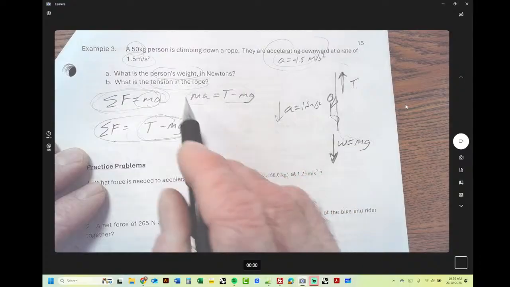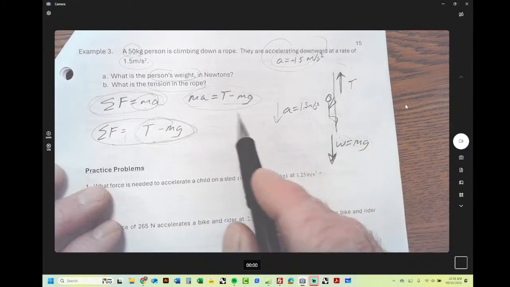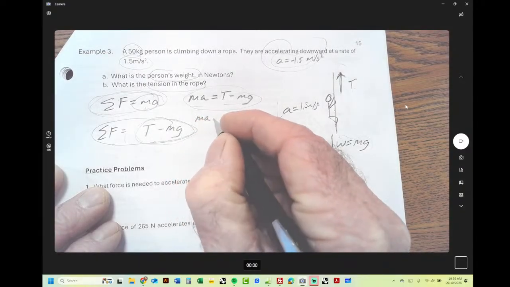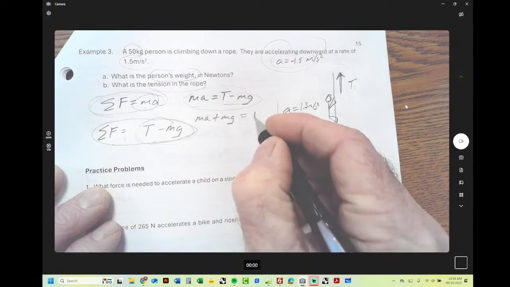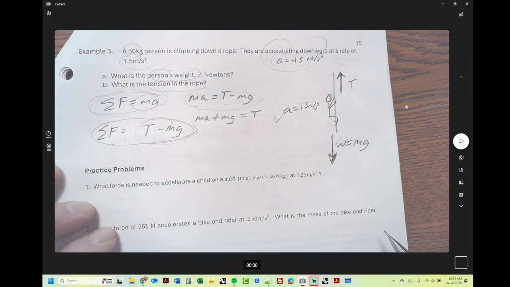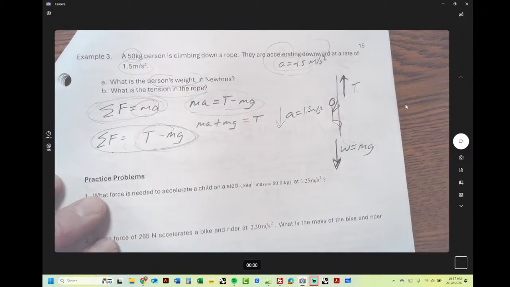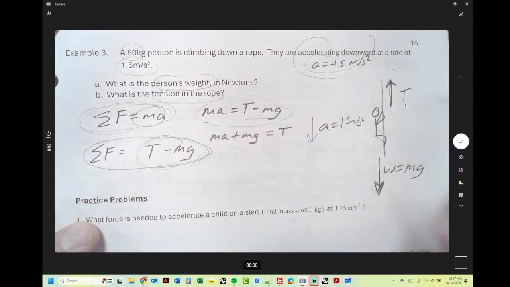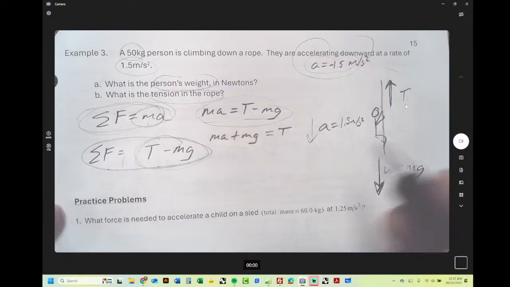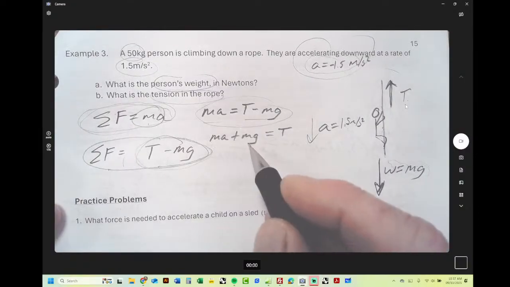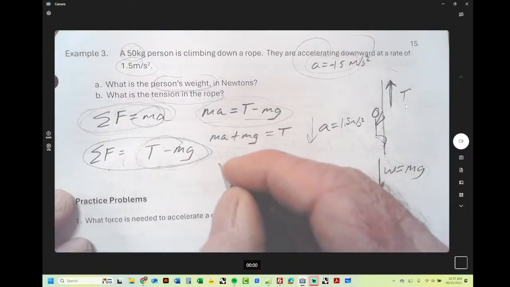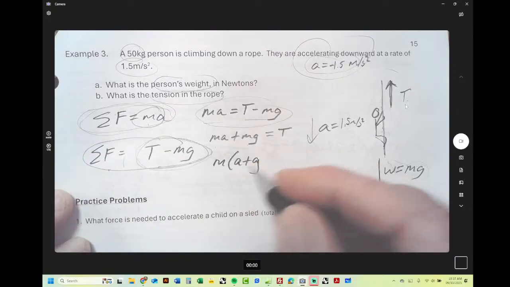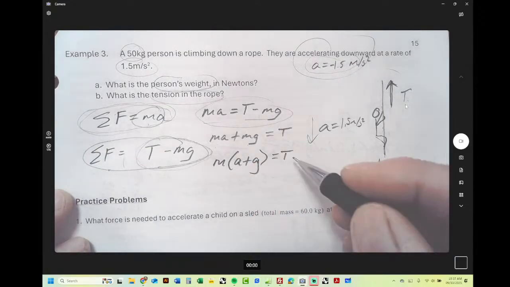So I'm just going to do some algebra, which is really a good idea. I want to simplify this. I'm going to add mg to both sides. So on the left side I have ma plus mg, and that equals T. And I'm going to do one other neat little thing algebraically. Guess what I'm going to do to simplify this a little bit more? We've got m and m in here. I'm going to factor out an m. I'm not a math teacher, so I may use the wrong word sometimes, but m times (a plus g) equals T. I think that's simpler that way.